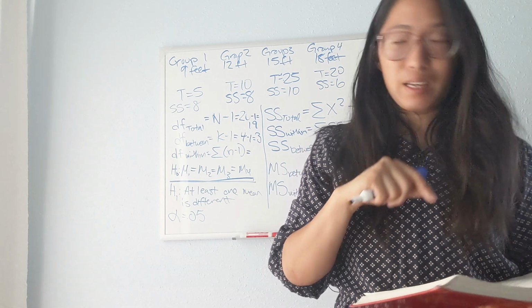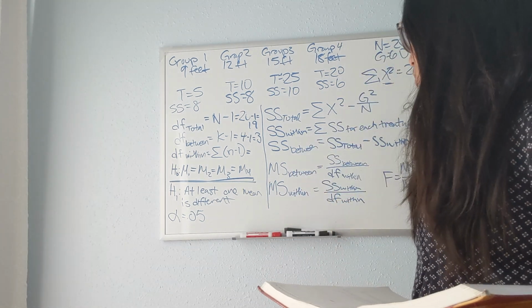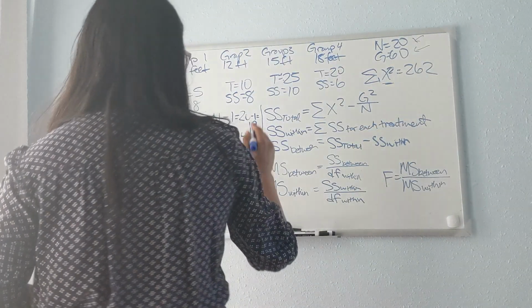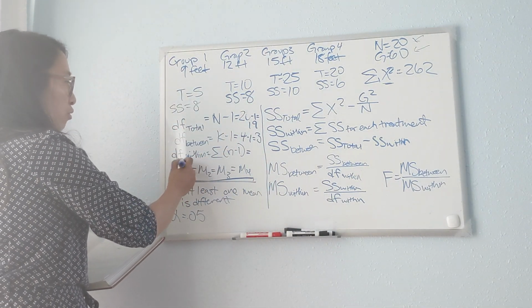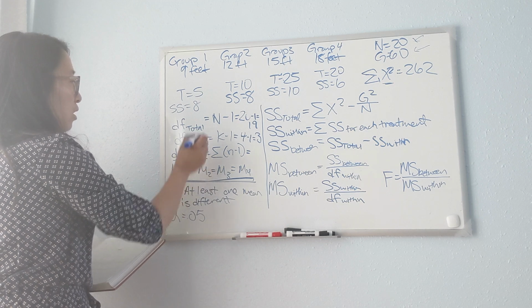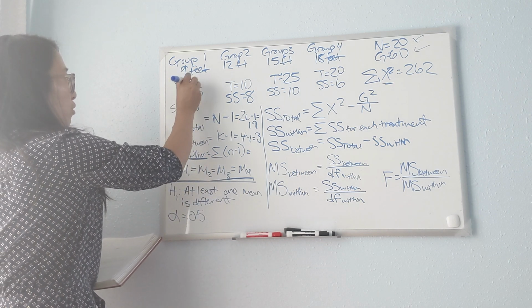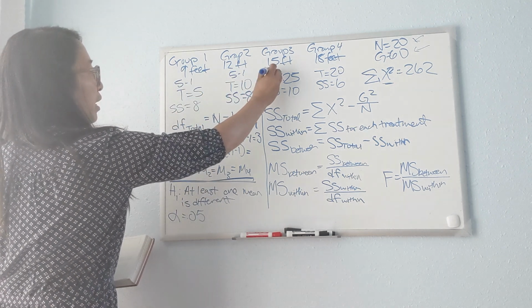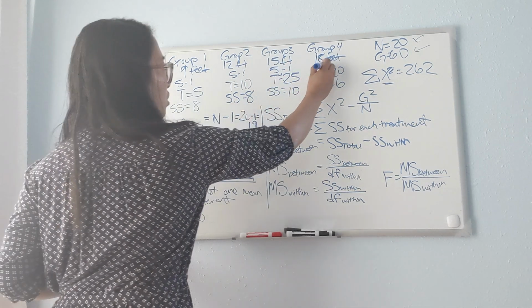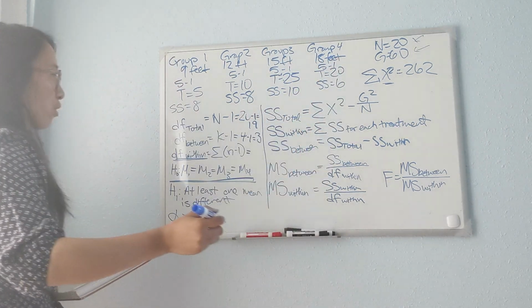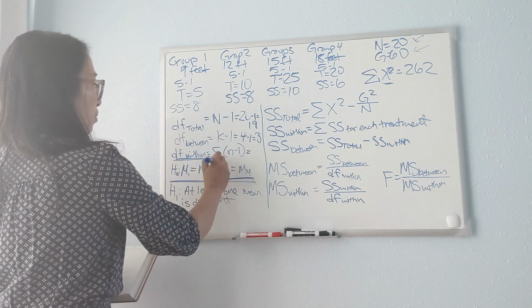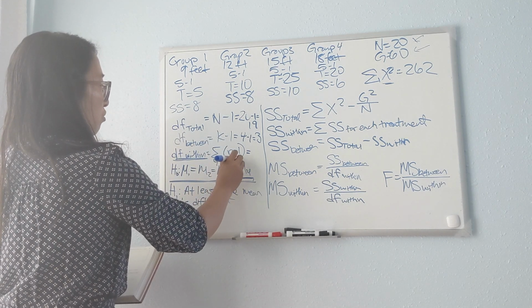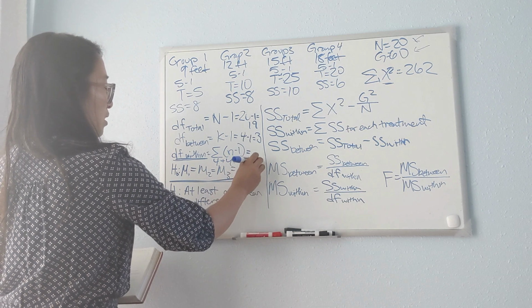And so what that means is we will do for each group, for the within, degrees of freedom within, we would do 5 minus 1 for each group and add that up. So 5 minus 1 is 4. So I'm going to add up 4 times. So it'll be 4 plus 4 plus 4 plus 4, which is 16.